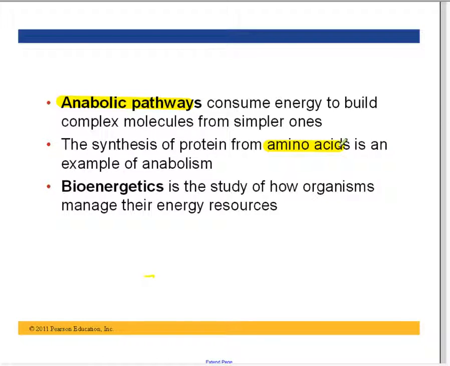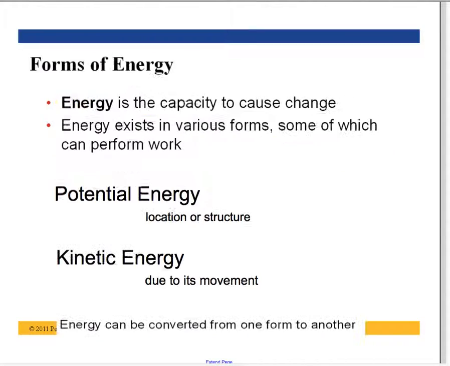So when we talk about bioenergetics, it's how do organisms manage their energy sources. So there's different forms of energy. Energy has the capacity to cause change. We've all seen the powerful energy that tornadoes have when they whip through whole cities and blow them up. Energy exists in various forms, and the two main forms of energy that we're concerned about are number one, potential energy, and number two, kinetic energy.